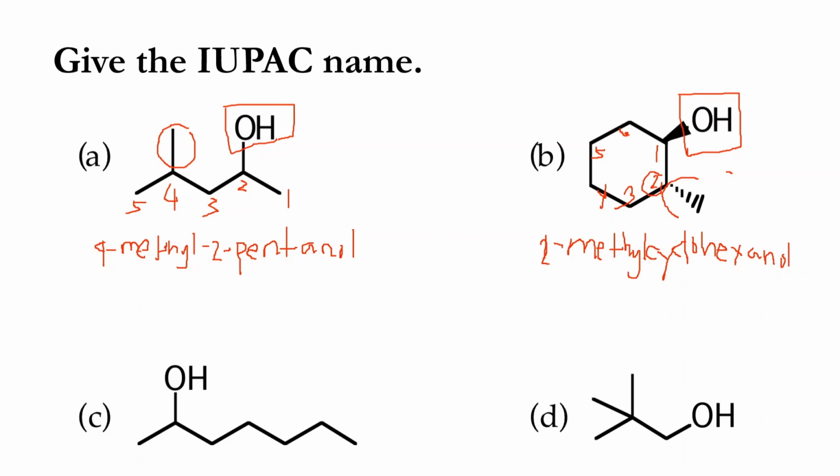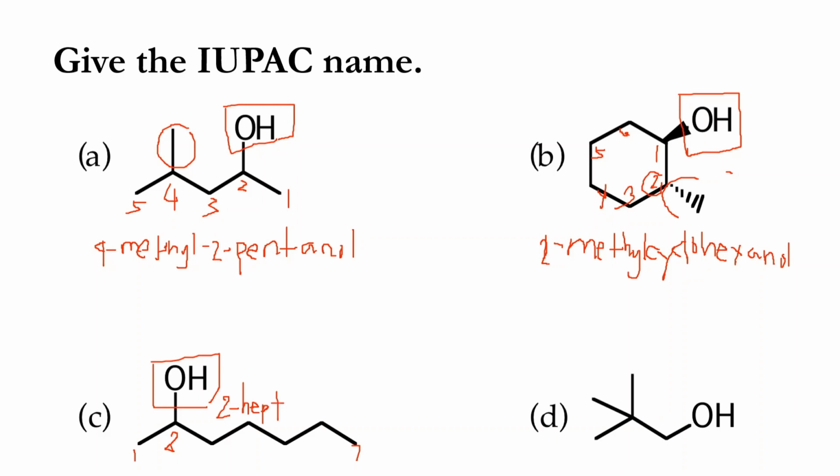Okay, next, this one, letter C. You have a 7-carbon alcohol. The left terminal carbon is closer to your OH. The last carbon is your 7th. What is a 7-carbon alkane? That's heptane. Where is your OH bonded? At carbon 2. So you call it 2-heptanol. Heptane becomes heptanol.